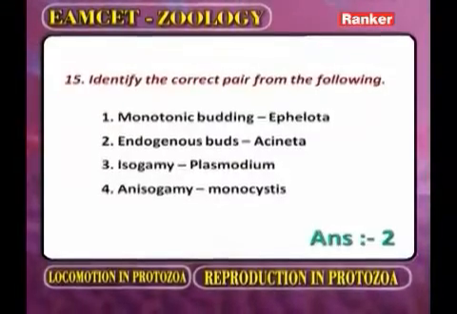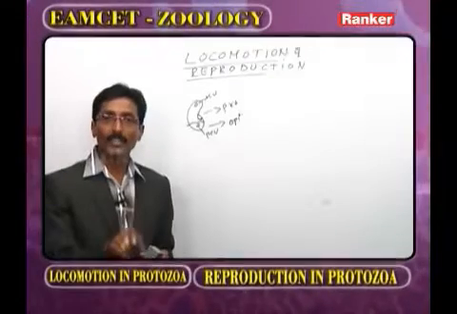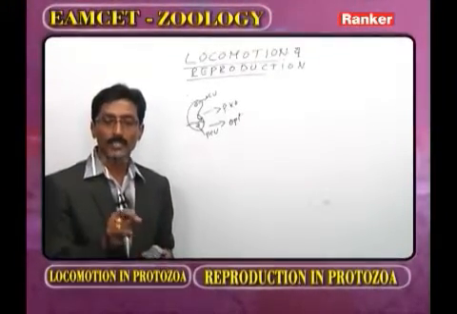Here, what is the question? Identify the correct pair. The second one, that we call endogenous budding. What is meant by endogenous budding? The bud develops inside the body. What is the best example? Acinata, commander the sectorians. Now, go for the next question.